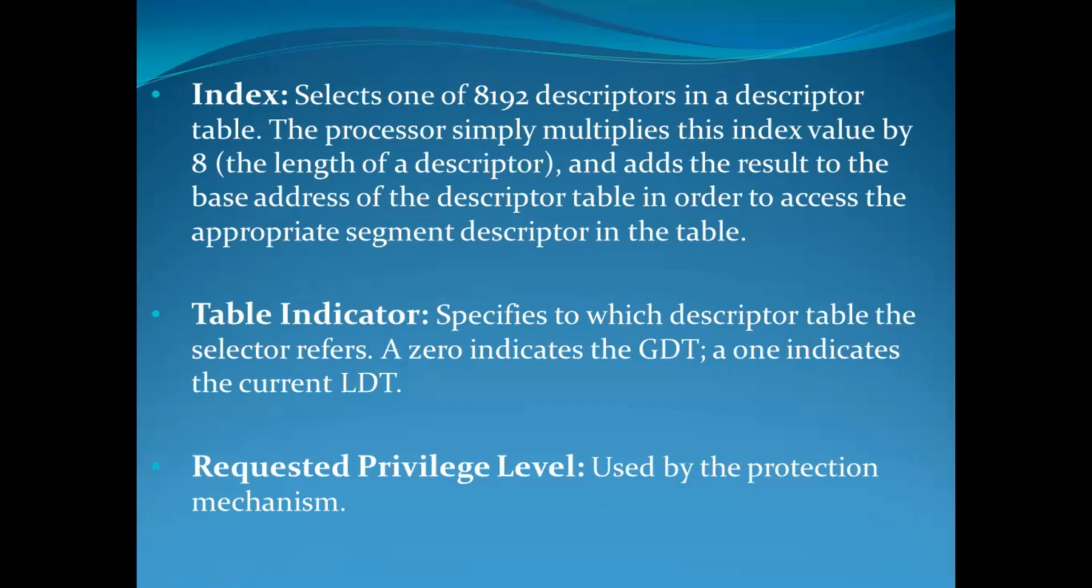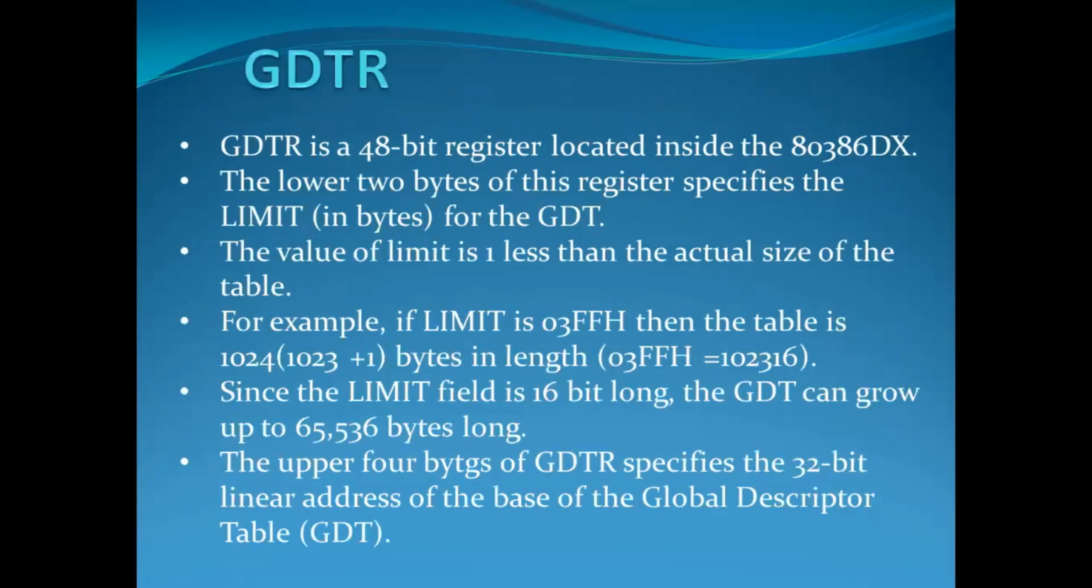The table indicator specifies to which descriptor table the selector refers. A 0 indicates the GDT and a 1 indicates the current LDT. That is, a 0 indicates the global descriptor table, whereas a table indicator of 1 indicates the current local descriptor table. The request privilege level is used by the protection mechanism.